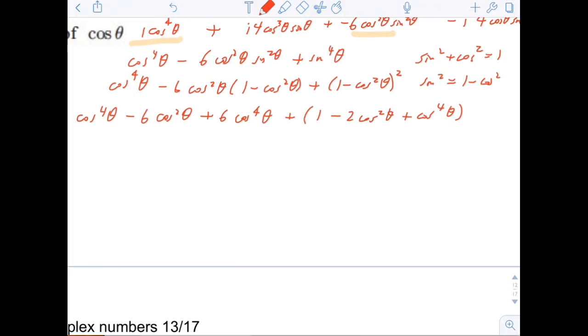Okay, so here I have cosine to the fourth theta, so I could write 2 cosine to the fourth thetas. And I have minus 6 cosine squared theta and minus 2 cosine squared theta. Oh, I forgot about this 6 cosine to the fourth theta. So that would be 8 cosine to the fourth theta. And then minus 6 cosine squared theta minus 2 cosine squared theta, which would be minus 8 cosine squared theta plus 1.